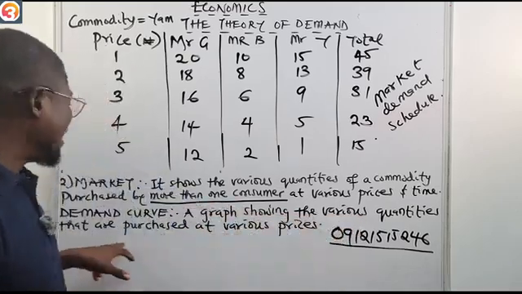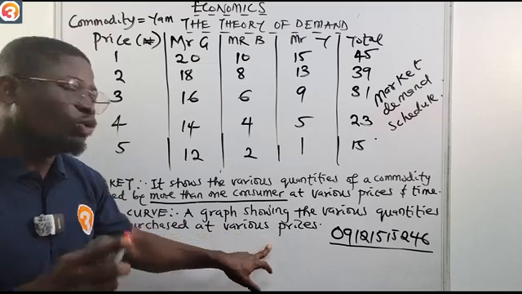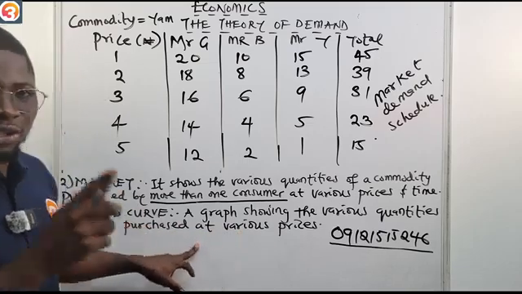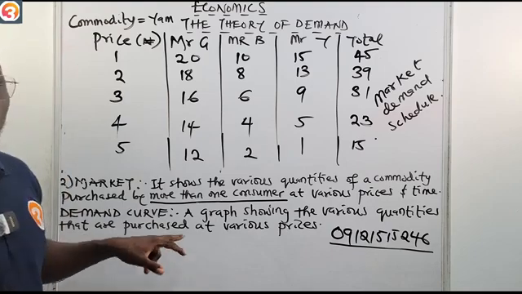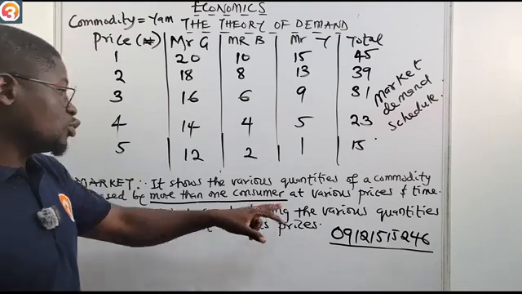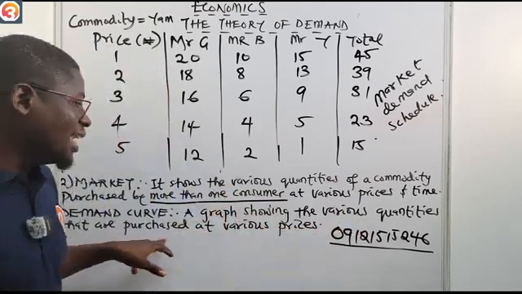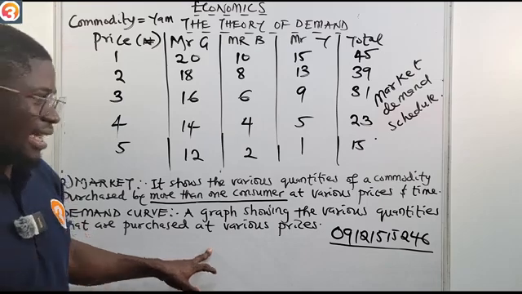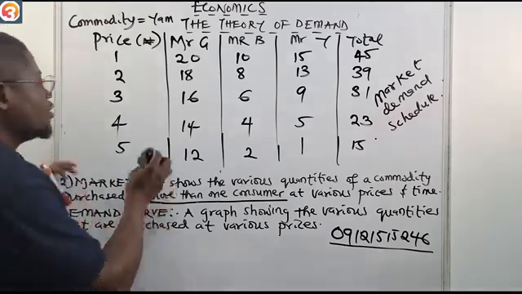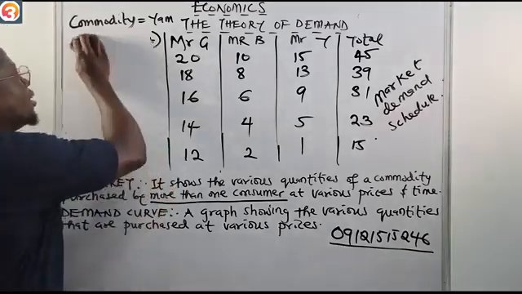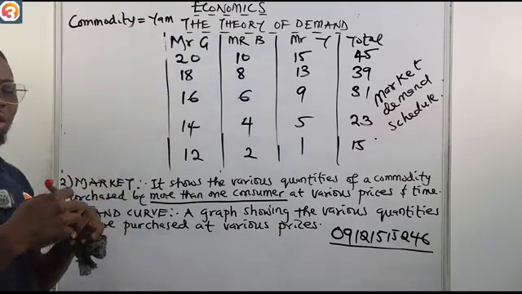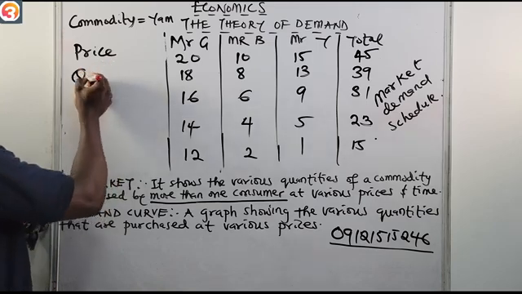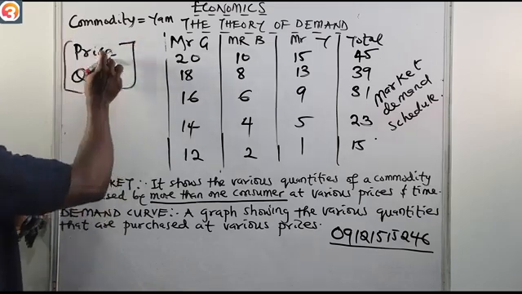So what a demand curve shows is what? The various quantities that are purchased at various what? Prices. That is what a demand curve shows. It shows the various quantities that are purchased at various prices. And for a demand curve, the price is usually plotted against what? The quantity demanded. All right. So we plot price against quantity demanded, QD.